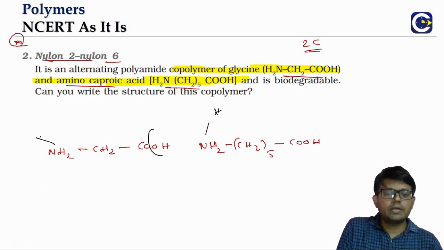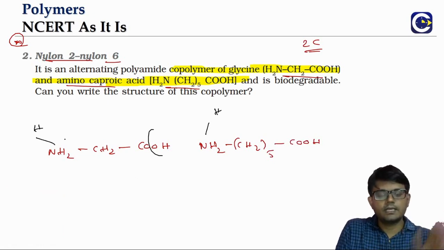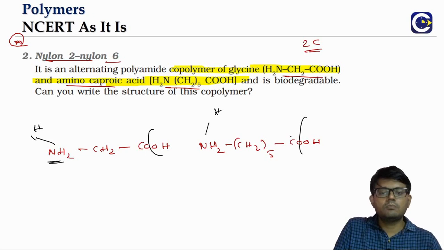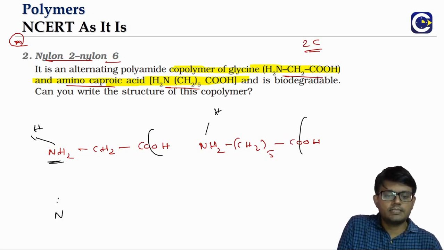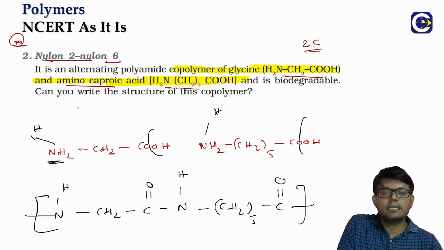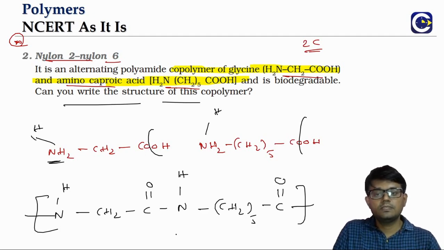Here also it is going to continue. So we will have to remove, because when there is a continuation of the chain, we will have to remove the hydrogen from the amino group here and OH from the carboxyl group. See what is going to be the final structure? NH, repeating unit structure, CH2, CONH, this is the amide part, CH2 5 times CO. In fact, they are asking us, can you write the overall structure? This is the structure of nylon 2 nylon 6.